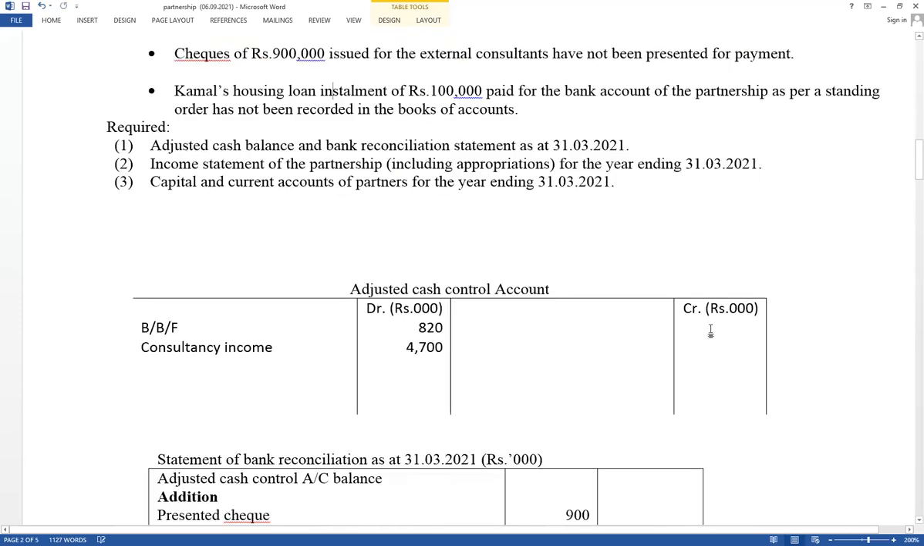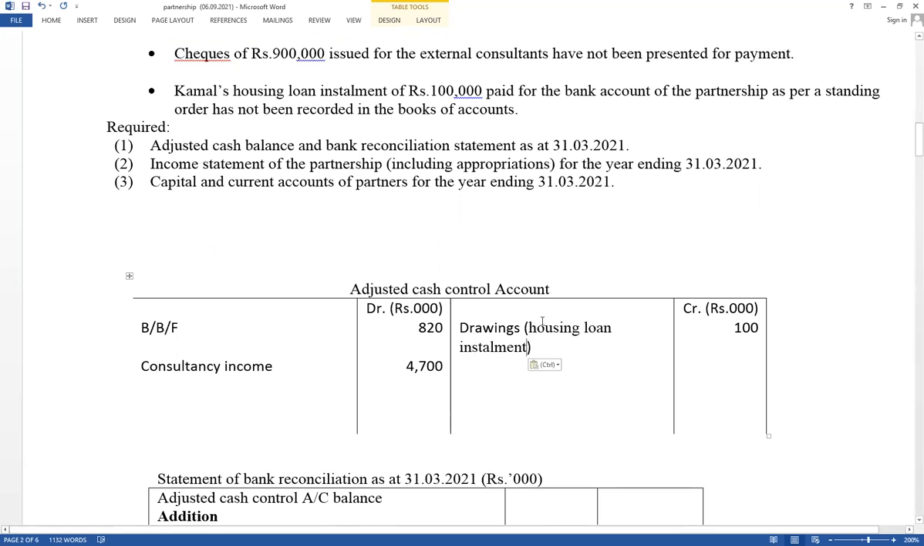Therefore, cash account credit 100,000 as drawings. Owner's private expense cannot be paid by the business. Housing loan installment, an owner's private expense paid in cash of the business, we have to consider as drawings. Therefore, it should be debited to the partner's current account also. Therefore, current account of Kamal debit as a housing loan installment 100,000.